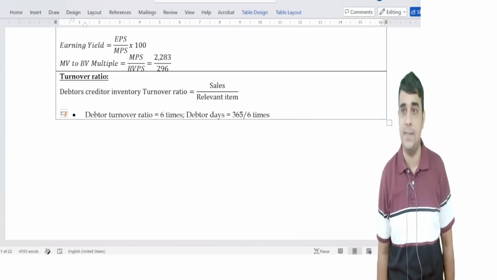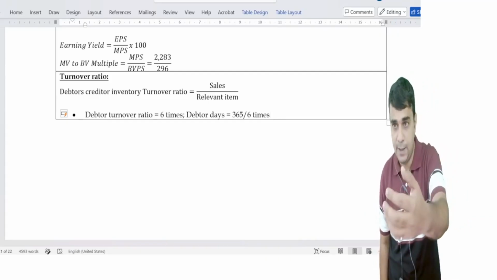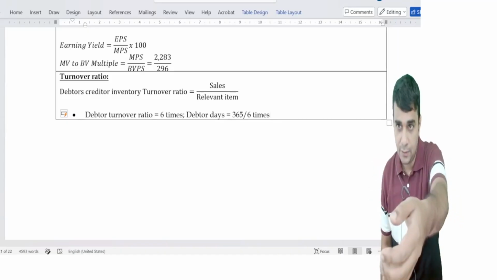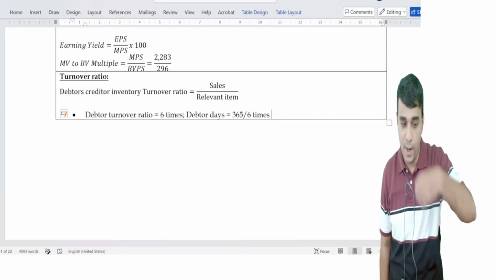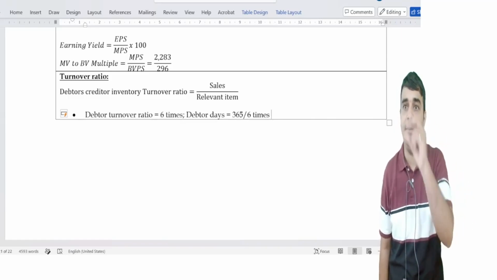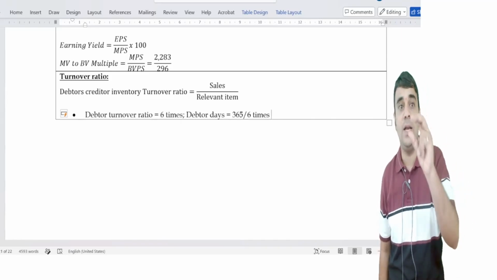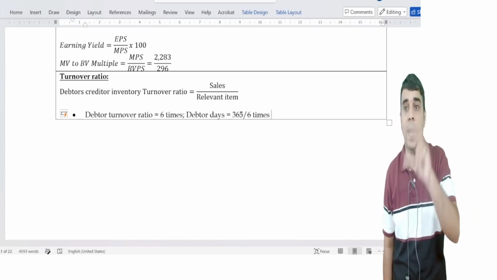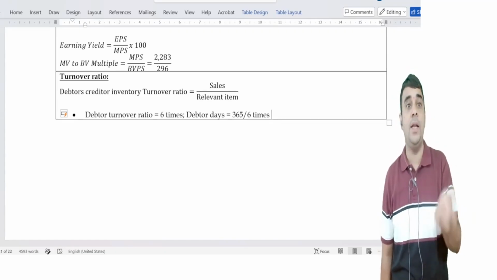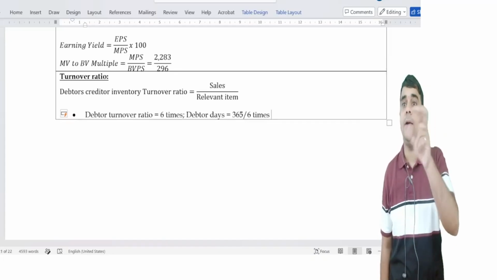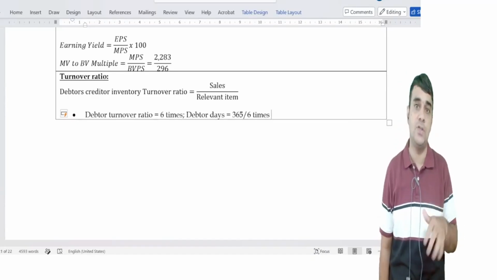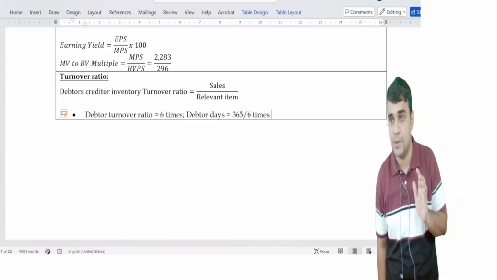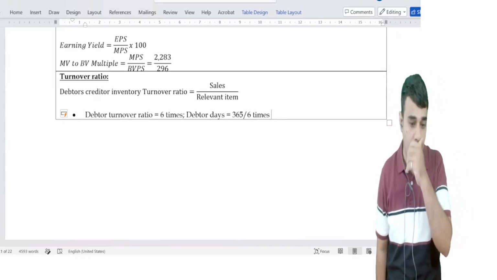In every 60 days, we collect money. I sell the next set of goods, again collect. Every 60 days, one sale and one collection happens, I make a profit. If this rotation of 6 can go to 12, I'll make 12 times profit. 12 can go up to 24, I'll make 24 times profit. Faster the rotation, more is the profit for the organization.